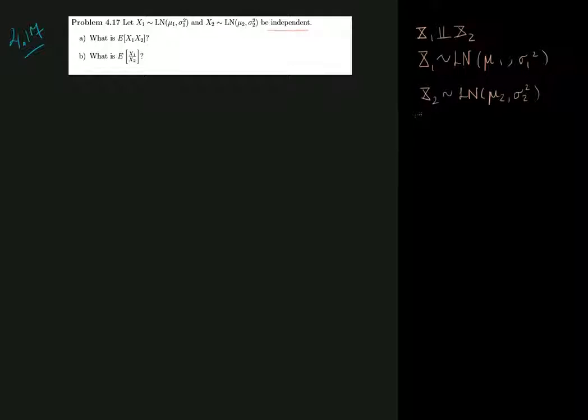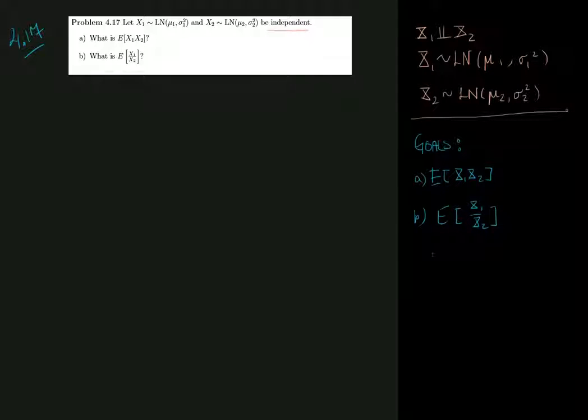Then we're asked to find two things. We're asked to find the mean of x1 multiplied by x2. So exercise goals: we're asked to find the mean of the product. And then after that, we're asked to find the mean of x1 divided by x2, i.e. the quotient. How do we do this?